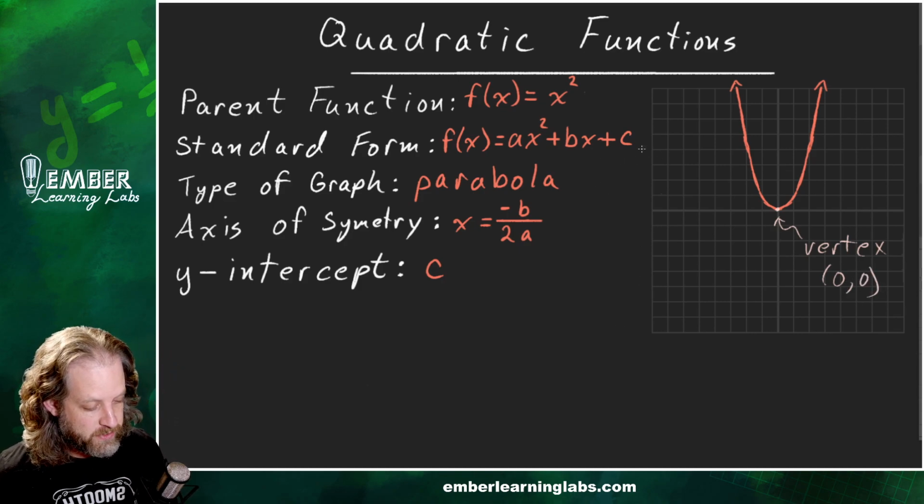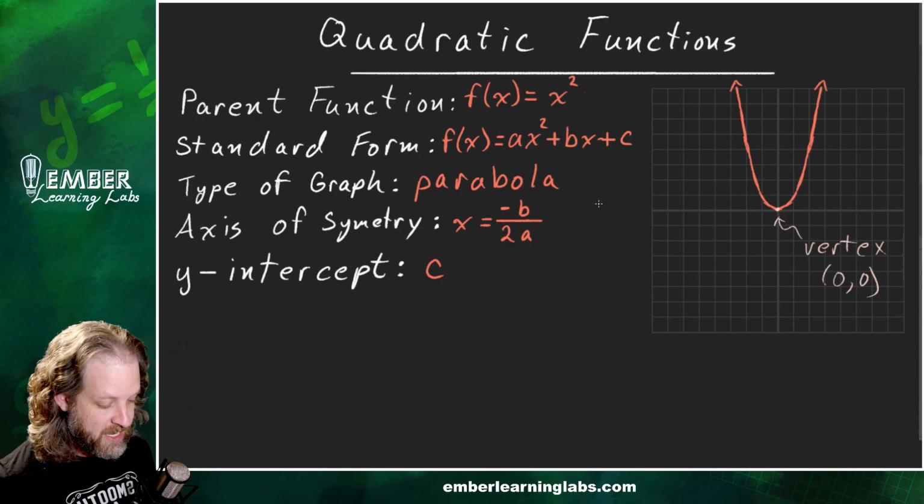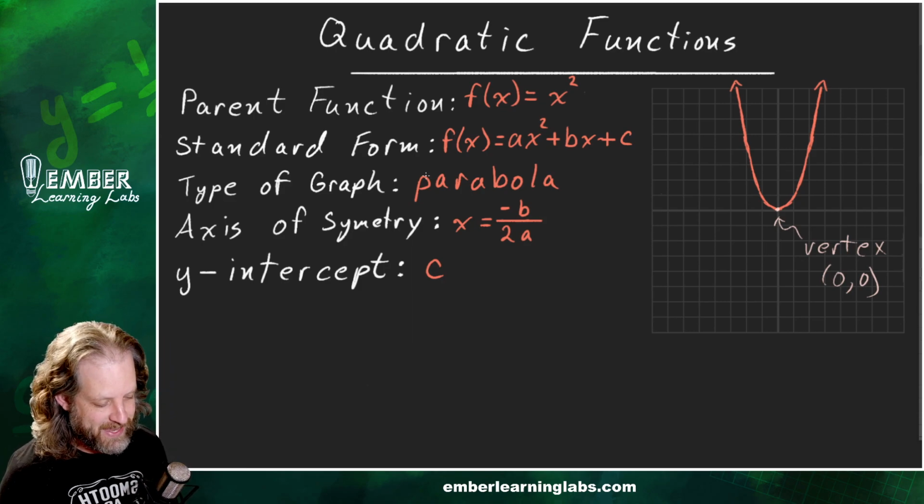The standard form looks like this. It looks like a trinomial, right? Ax squared plus bx plus c. We've dealt with that, and we've learned how to factor that, and that's going to come back into play again later.